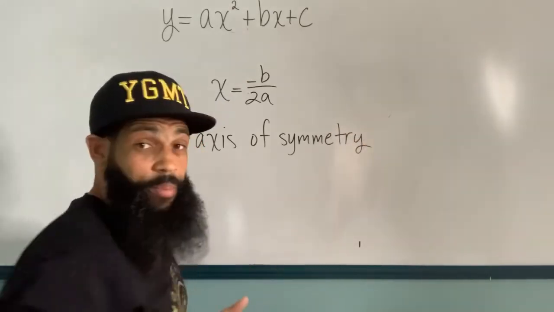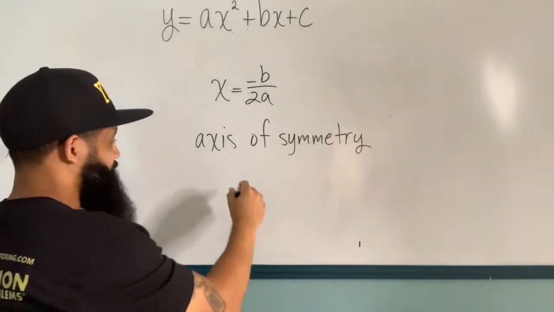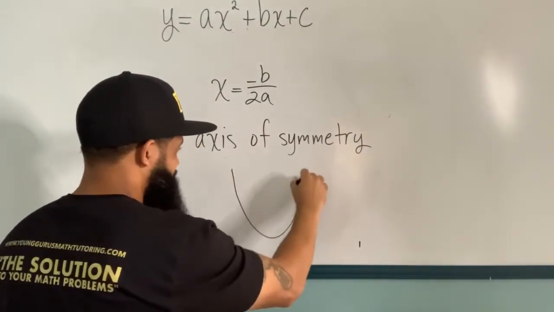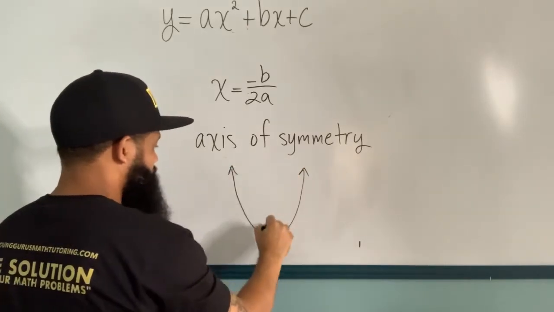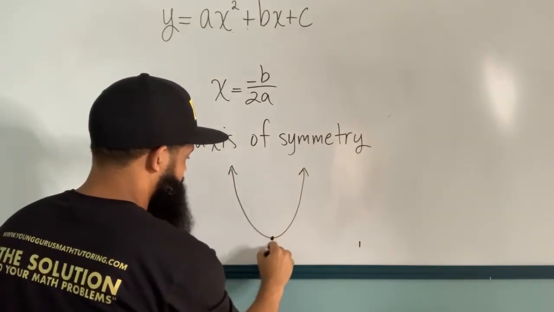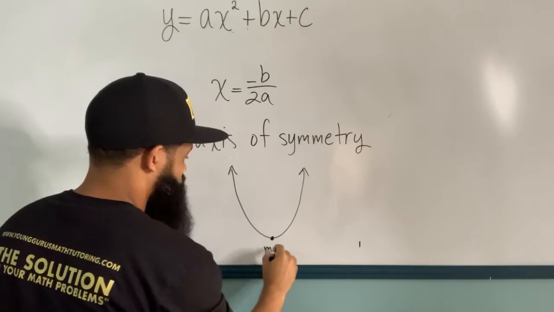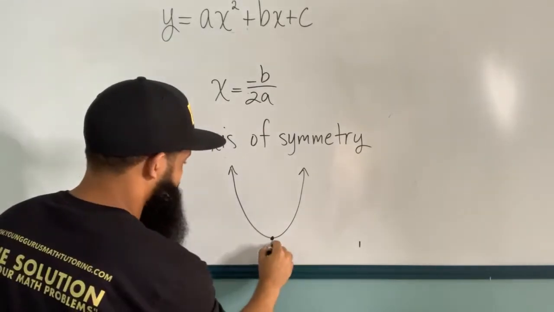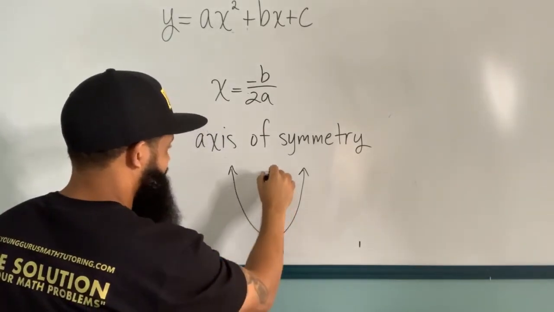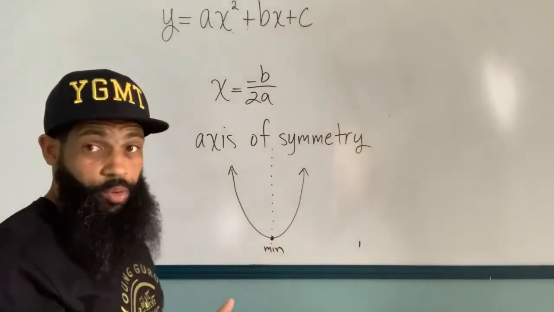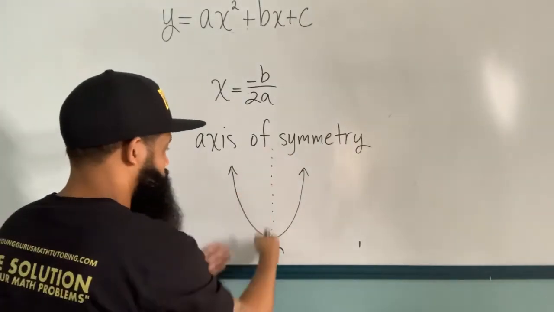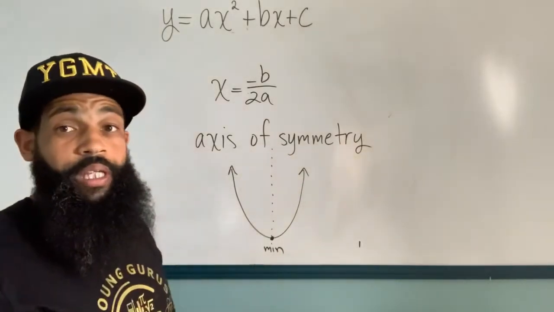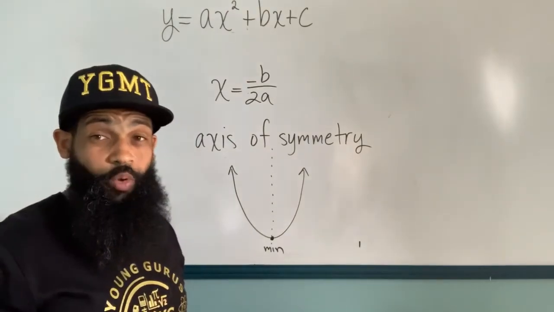Okay, what do I mean by the axis of symmetry? Well, if something is symmetric, so for example, if I have this as my parabola, and this is my minimum, as well as my vertex, the axis of symmetry is a line that goes right up the middle of that. It's symmetric on this line. So the axis of symmetry is always the x-coordinate of the vertex.